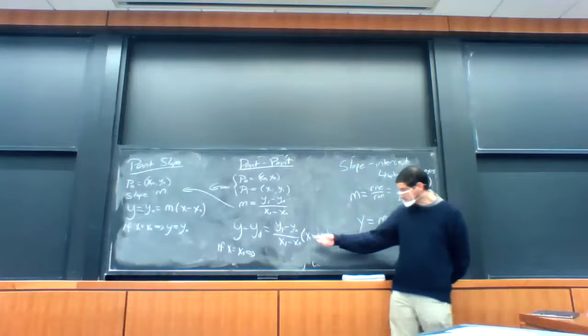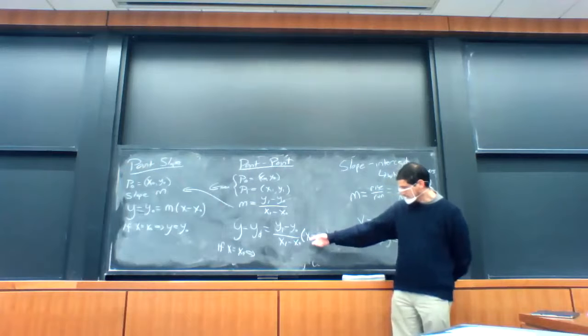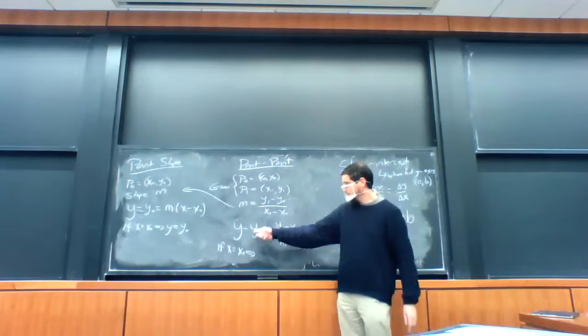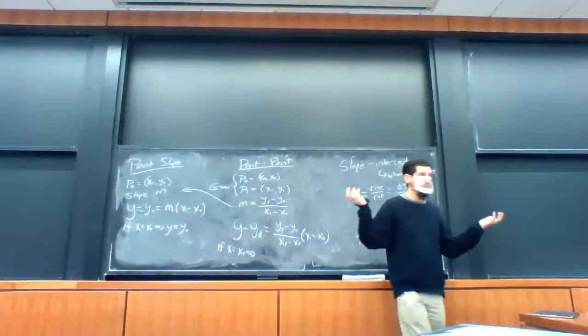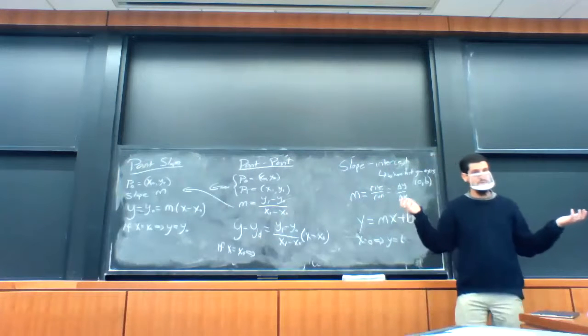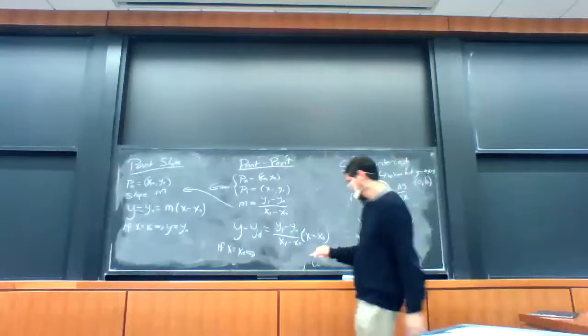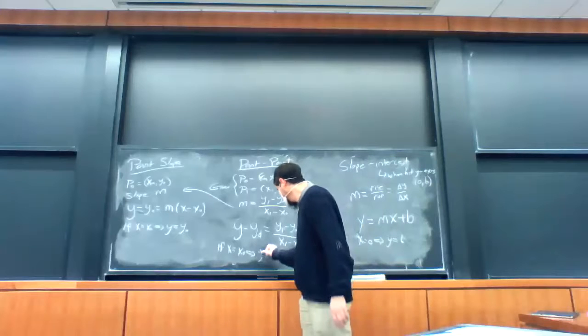So if I take x equals x0, x0 minus x0 is 0, so this whole expression is 0. So y minus y0 is 0, so what does y have to be? y has to be y0. Oh, that's what it is. So y equals y0.